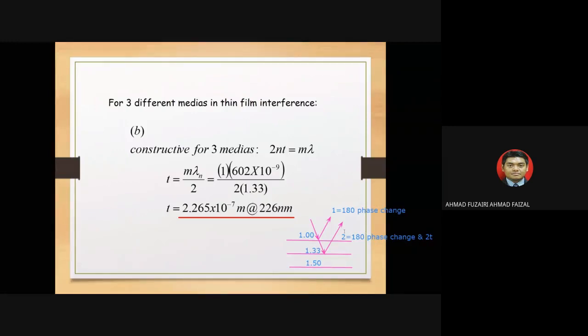Now that we know we are dealing with constructive interference involving 3 different medias, we have to reverse the 2 equations. Now the first equation becomes the equation for destructive, and the second equation becomes the equation for constructive. So we are now going to apply this particular equation. You can get all the information from the question, put in all the information, and from here, the minimum thickness of the thin film is calculated at 126 nanometer.